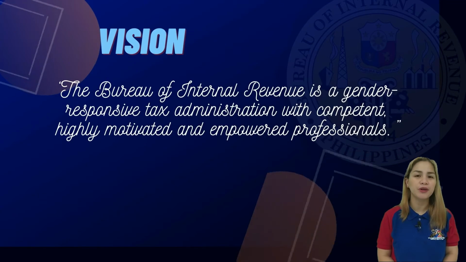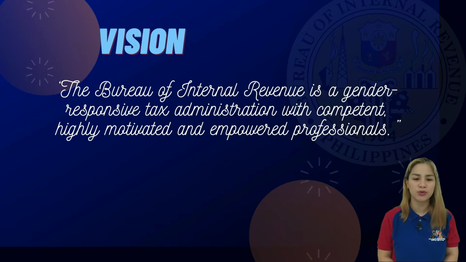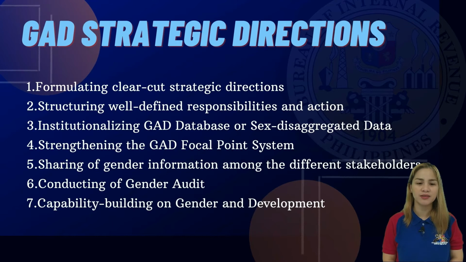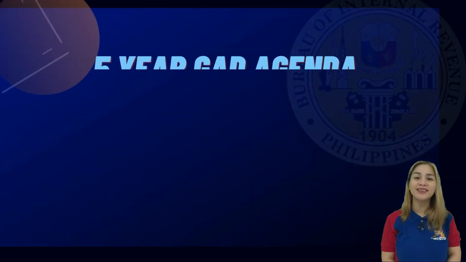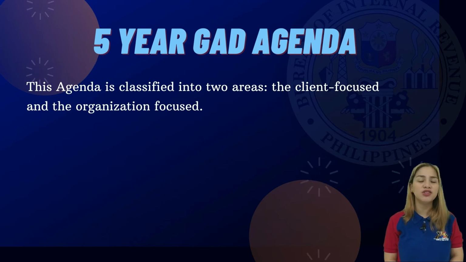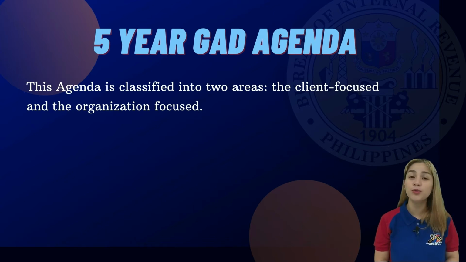Vision: The Bureau of Internal Revenue is a gender-responsive tax administration with competent, highly motivated, and empowered professionals. Mission: to collect taxes through just enforcement of tax laws and delivery of quality and gender-responsive service. Under the said RMO, the Bureau's GAD strategic directions are specified, and these are the following. There is also the 5-year GAD agenda. These are the priority gender issues and/or specific GAD mandates that the agency will respond to over a period of 5 years. This agenda is classified into 2 areas, namely the client focus and the organization focus.